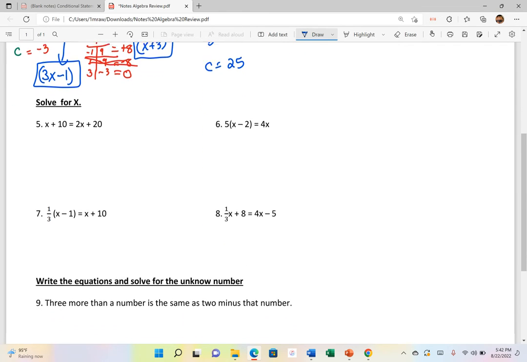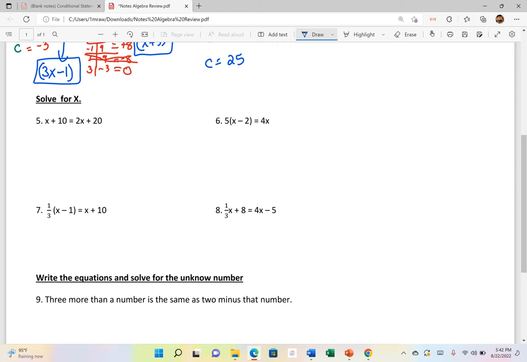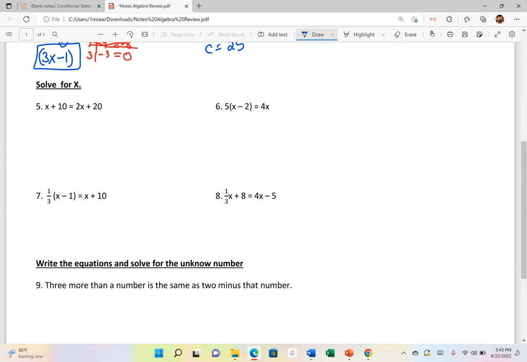Solving for x, really, this one's nice. You just got to get your variables on both sides, or on one side, okay? If your variables cancel out and you're still left with numbers, chances are you're going to run into a no solution. So I'm going to do a couple of these problems just to kind of get you squared away.